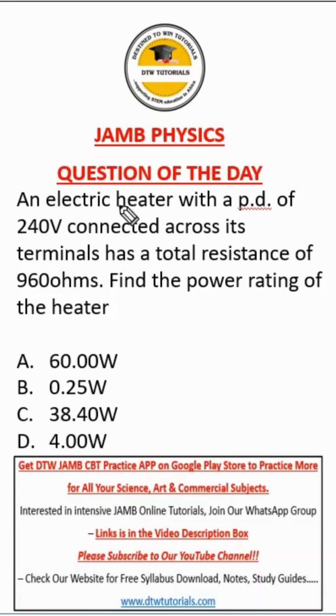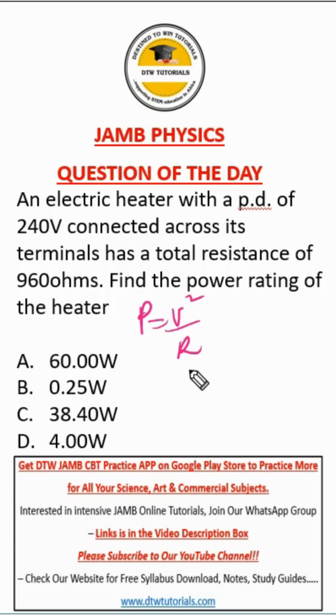You can get this JAMB physics question. It says an electric heater with PD, meaning potential difference, that's voltage, of 240 volts connected across its terminals, has a total resistance of 960 ohms. That's resistance. Find the power rating of the heater. Remember the formula for power? I hope you remember. It is P equals V squared over R.